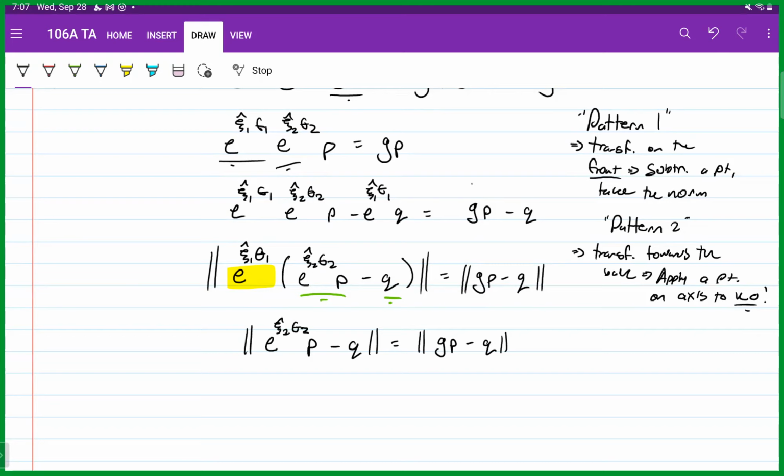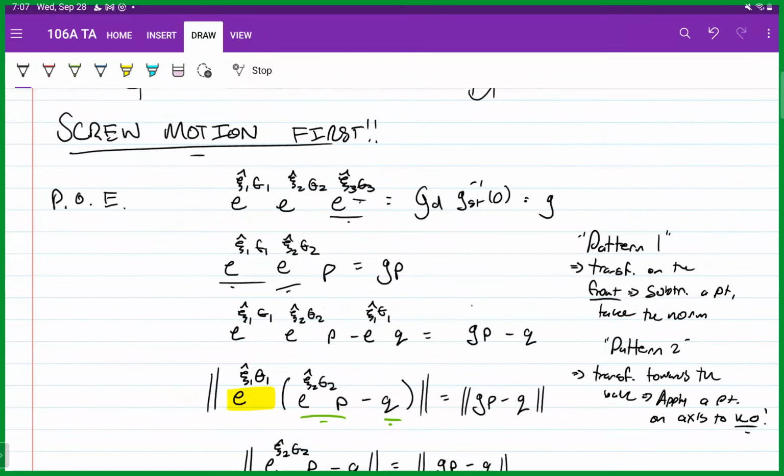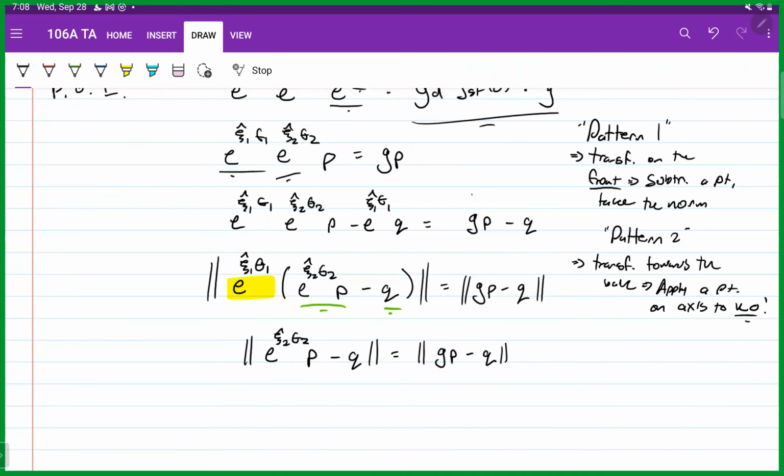So GP and e to the Xi2 theta 2 are not equivalent to each other. No, those aren't equivalent. GP was the thing we had defined over here, GD times GST inverse of 0 times G. So we're going to be trying to find something to get these the same. But the point I want to make is that we're taking the norm of both of these sides, and that's what's making it look like they're the same thing. Right, I know they're not the same, but it's because they equal each other.